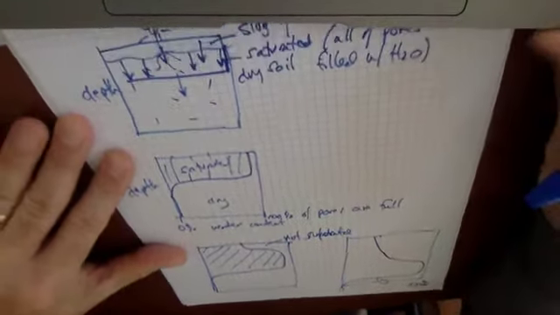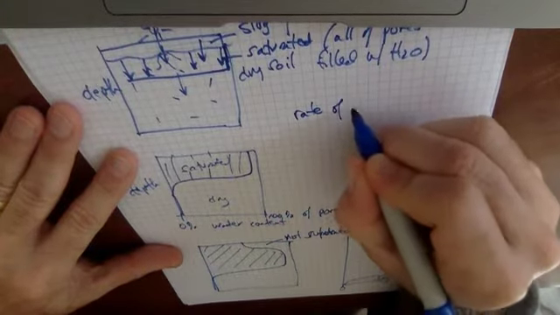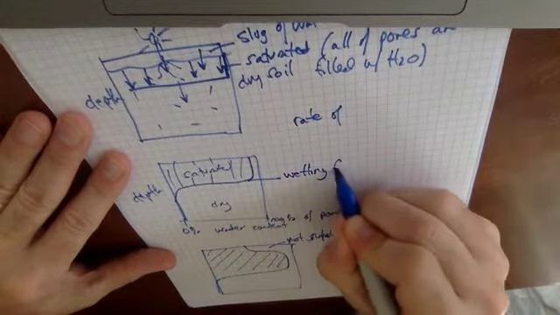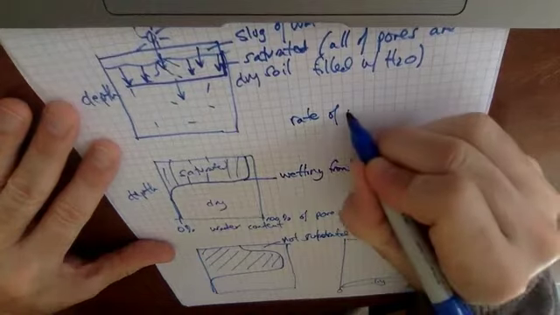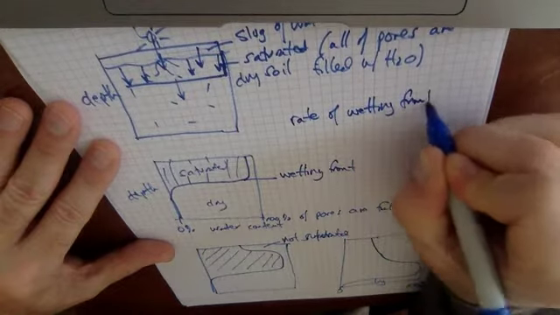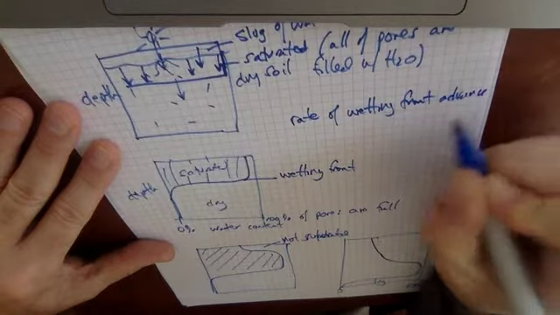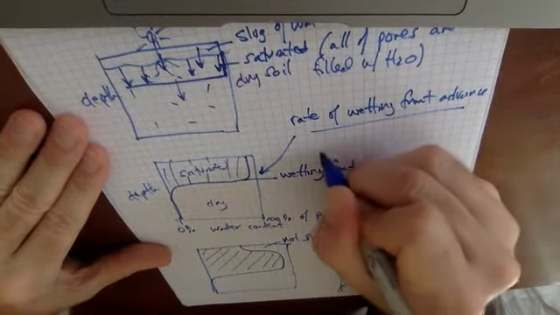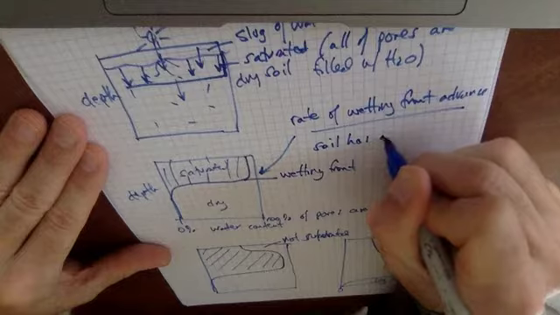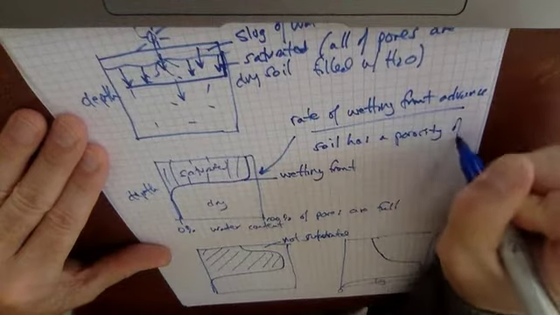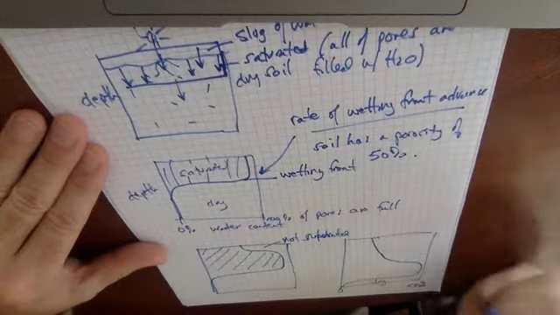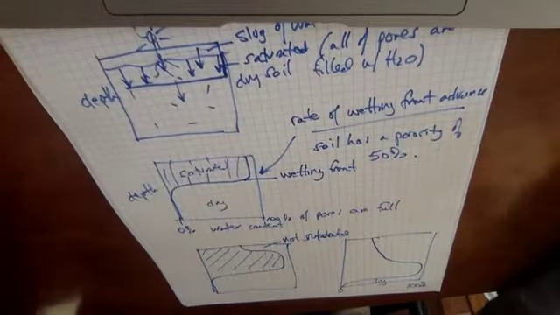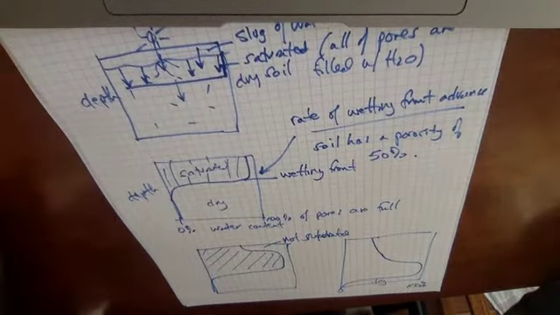Now, when you think about the rate of, did I write down wetting front? I don't know if I wrote that down. This is called the wetting front. You think about the rate of wetting front advance. How fast is that water going to migrate down? Well, let's assume that the soil here has a porosity of 50%. Now, what all that means is that 50% of the soil is holes.